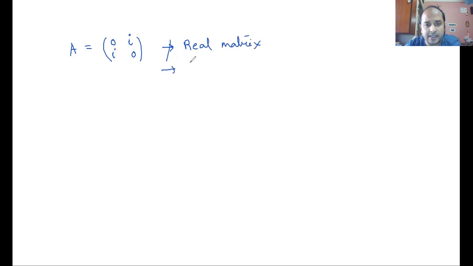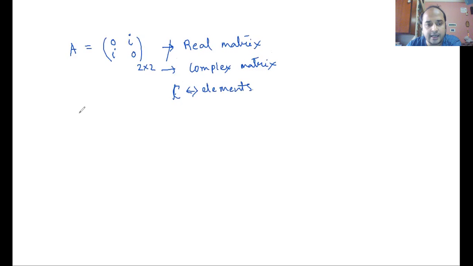It is a complex matrix because all the elements of the matrix have been chosen from the set of complex numbers. Okay, and I am taking the order of this matrix as 2 by 2.